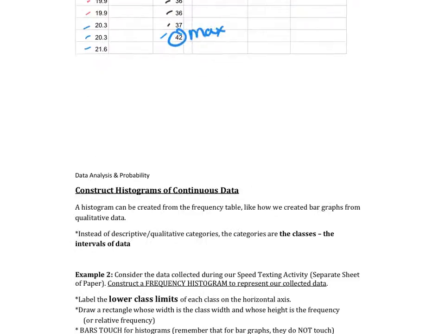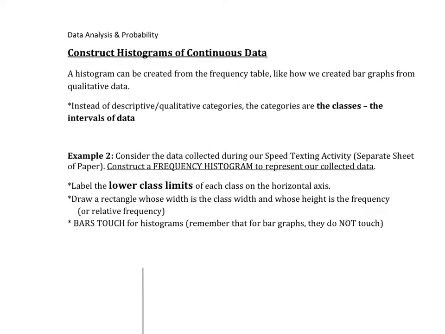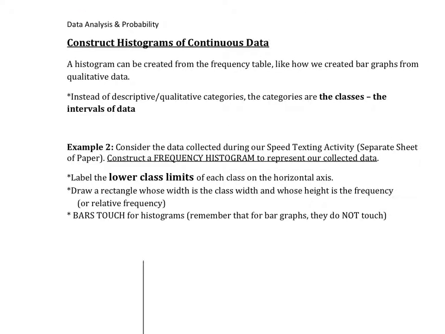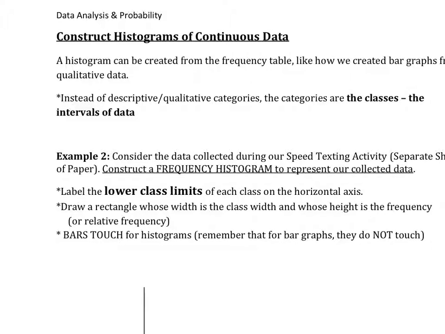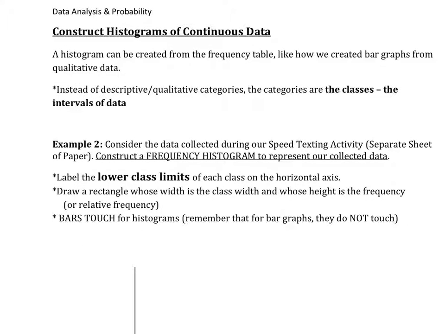Okay, so if we go on to the next page now, we're going to talk about histograms. So a histogram can be created from the frequency or relative frequency table, similar to how we created the bar graphs with our qualitative data. However, instead of our descriptive or qualitative categories, our categories are the classes that we used, or the intervals of data.